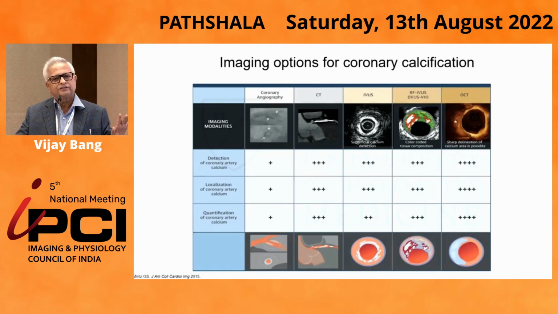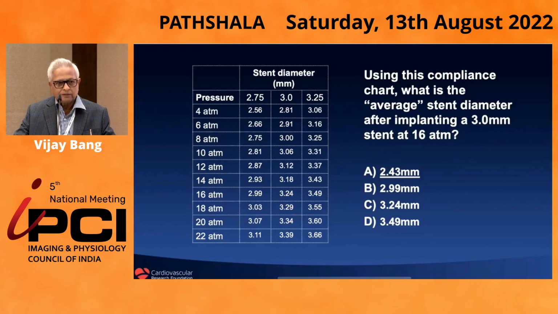Coronary angiography itself is a very limited tool for detection of calcium, and the best is intracoronary imaging, OCT first, followed by IVUS, equally good. This slide has surprised me, and it will astonish you also: if you use a 3 millimeter stent and dilate it to 16 atmospheres, it will expand up to 2.43 millimeter.